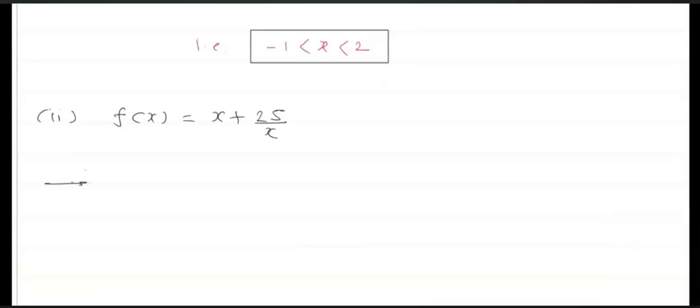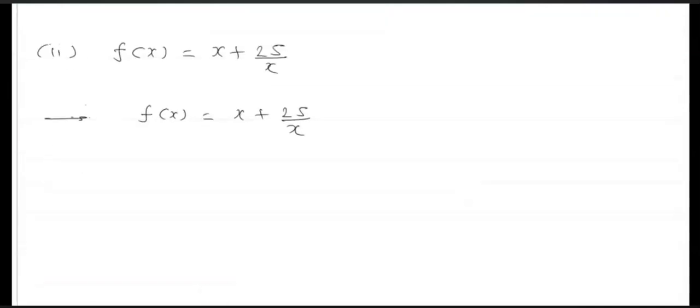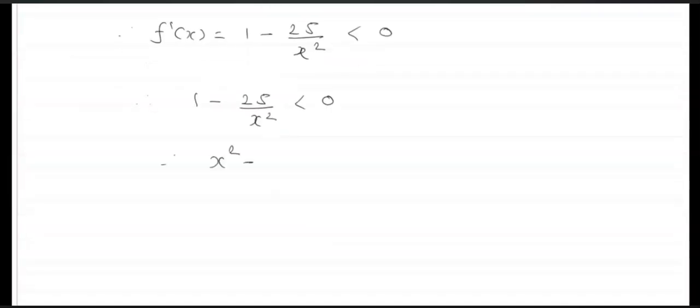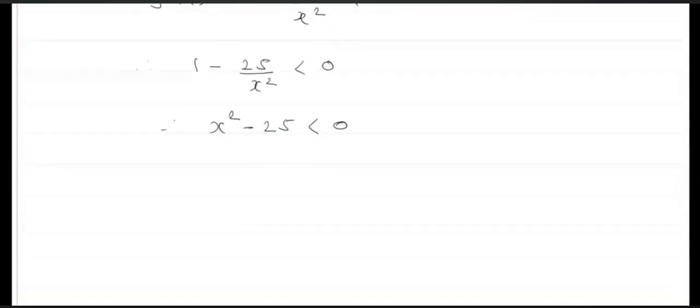If you take the value of x equal to 0, then 25 upon x is not possible. 0 is not possible. f of x is equal to x plus 25 upon x. The derivative of x is 1, minus 25 upon x square, less than 0. One minus 25 upon x square.